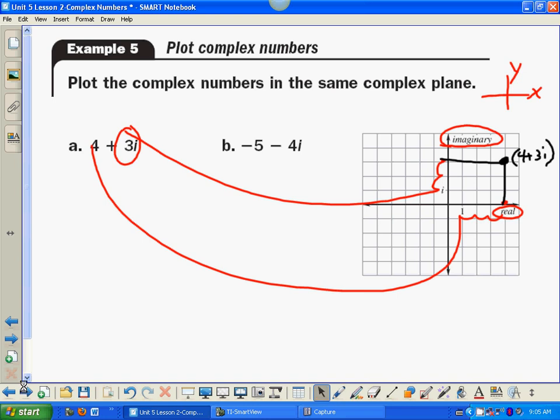When I want to do negative 5 minus 4i, I count down 1, 2, 3, 4, 5 on to the left, and that's not the actual point. You just can't see what I'm doing with the pen. So I'm doing 1, 2, 3, 4, 5, and then I'm going down 1, 2, 3, 4. So this point right here is the point negative 5 minus 4i.